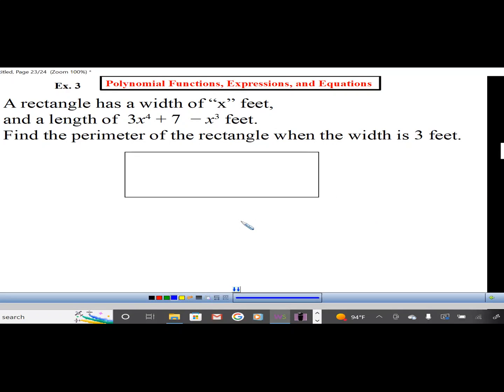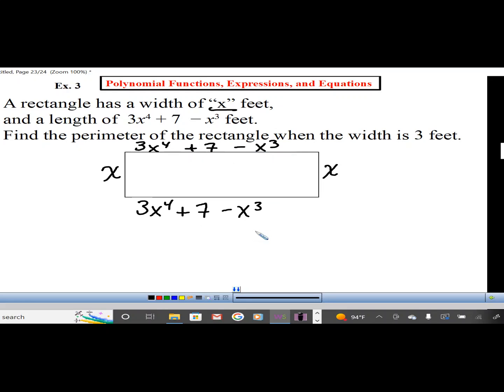All right, and let me label this. Our width, I'm gonna use this part, is what? X. So I'm gonna label this x and this x. Yes. Looks like Ivan's got this written down really well. Very good. The length, we got 3x to the 4th plus 7 minus x cubed. We have another length up here, 3x to the 4th plus 7 minus x to the 3rd.